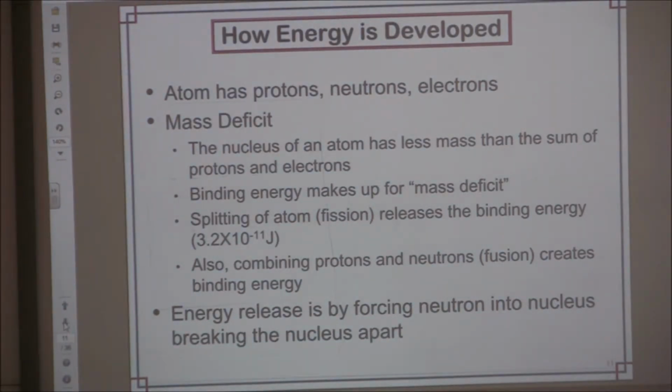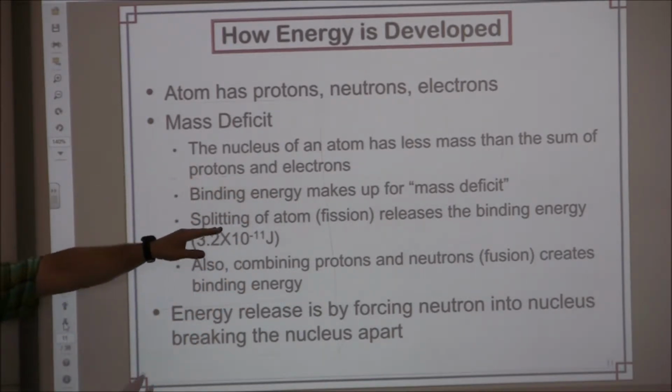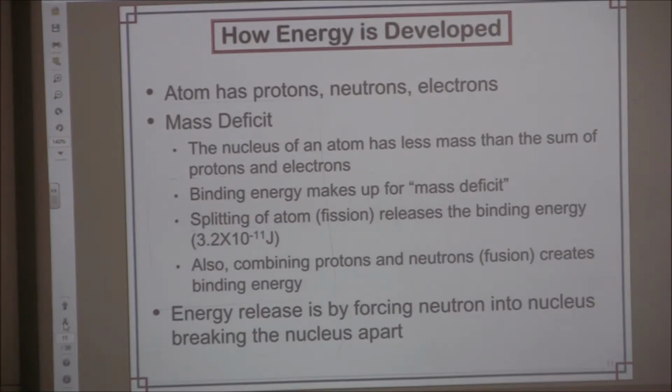So how do we make energy in a nuclear plant? Well, we split an atom. And if you don't remember from your chemistry class, you have protons, neutrons, and electrons, right? The electrons are spinning outside the nucleus, and the protons and neutrons are sort of centralized in the nucleus. And the idea is that there's a mass deficit. So if you could weigh the protons and neutrons individually, the nucleus has less mass than the addition of the protons and neutrons individually. The binding energy is what holds everything together and makes up that mass deficit.